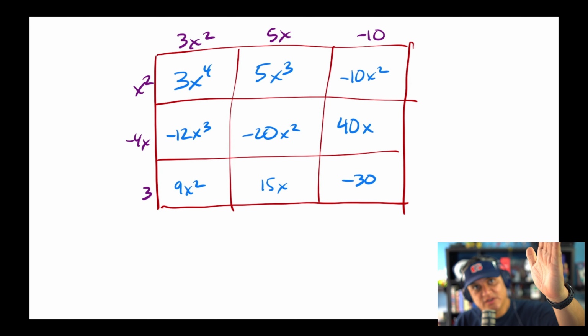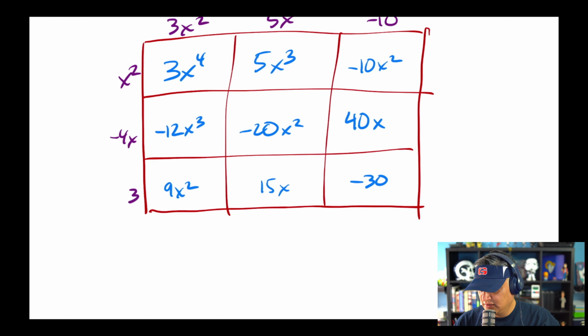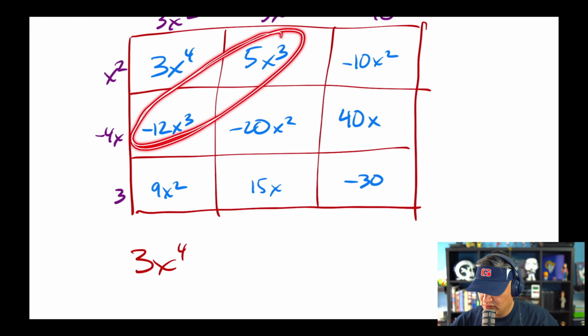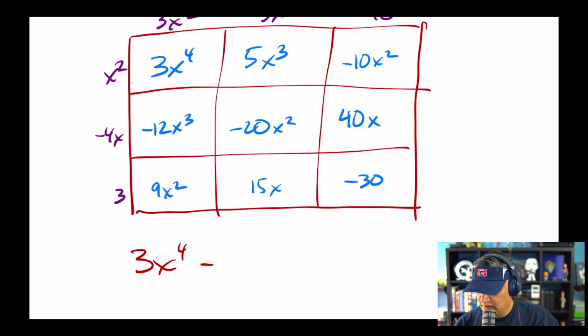Now you'll see everything inside is organized. Fourth power, third power, second power, first power, constant. See that? Fourth power, third power, second power, first power, constant. So I just combine those diagonals and I'm done. So let's do fourth power. So there you go. There's only one. So it's 3x to the fourth power. Now let's look at third power. Let's combine these. Negative 12x cubed and positive 5x cubed becomes negative 7x cubed.